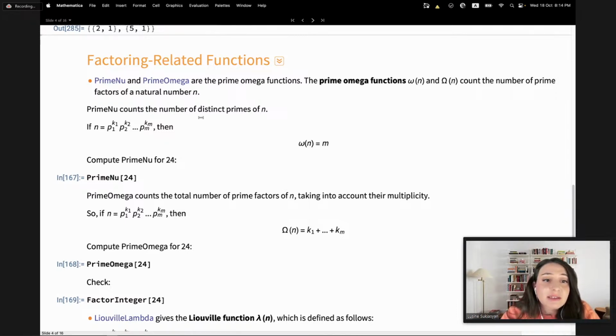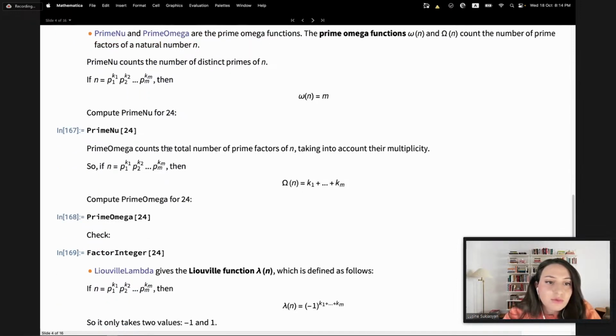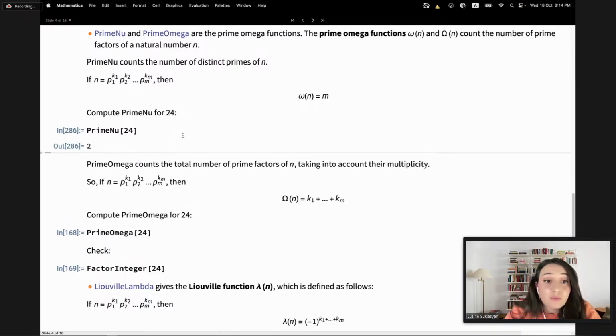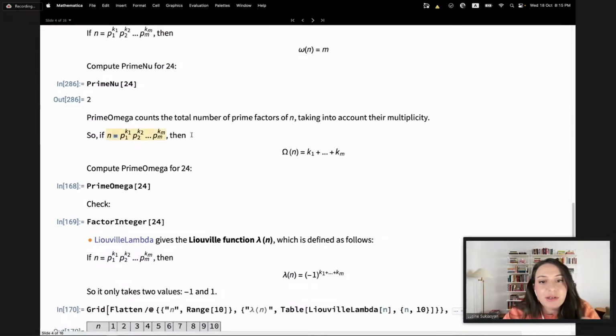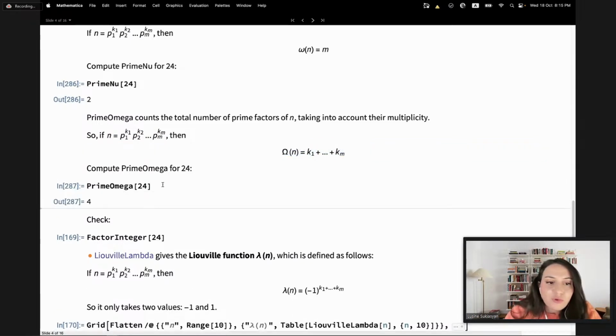For example, the small prime omega function, prime nu, counts the number of distinct primes of n. So if we have the following prime factorization of n, then the prime nu will equal m. So for example, we can use it to compute prime nu for 24, and we get 2. The big prime omega counts the total number of prime factors of n, taking into account their multiplicity. So again, if n has the following prime factorization, then the big omega of n equals this. And we can compute it again for 24, and we can check.